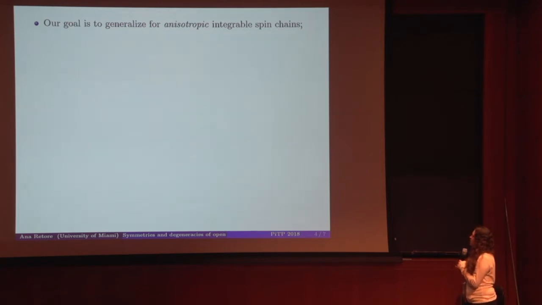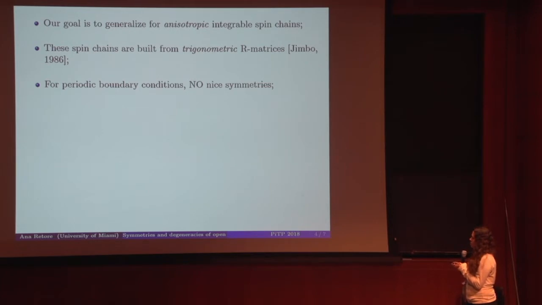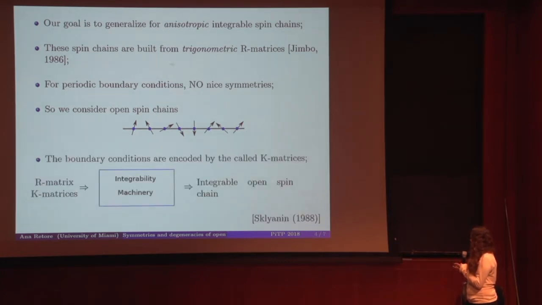But we are interested in generalizing to anisotropic integrable spin chains. And these spin chains are built from trigonometric R matrices instead of the rational ones that we had before. But if we consider periodic boundary conditions, we don't have any nice symmetries. So we need to consider an open spin chain, and consequently we need to take into account some boundary conditions. These boundary conditions are inside these K matrices. So now we put in the integrability machinery the R matrix and the K matrices, and you get an integrable open spin chain.